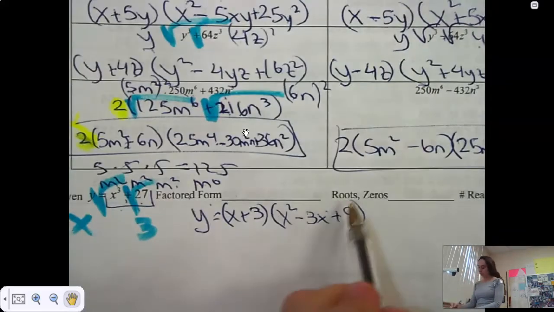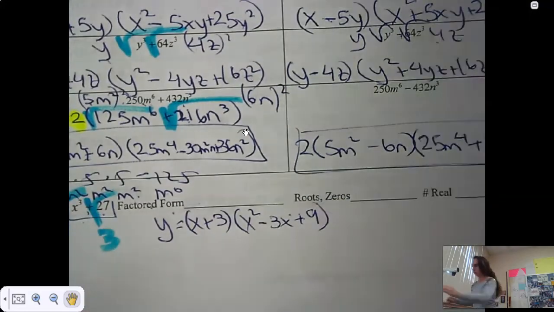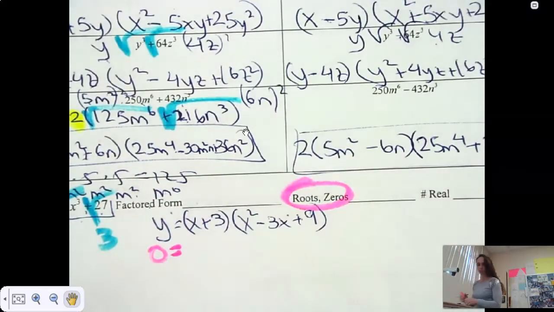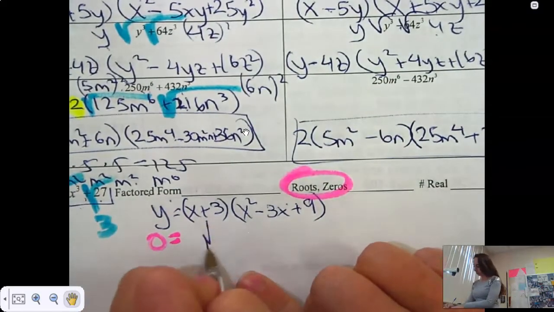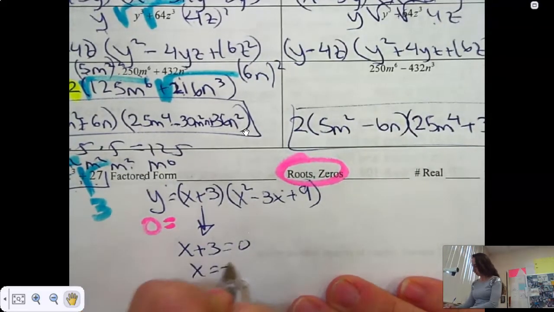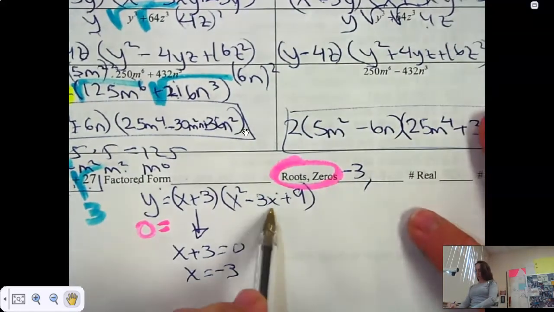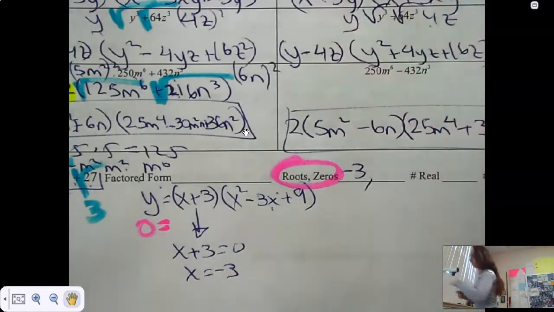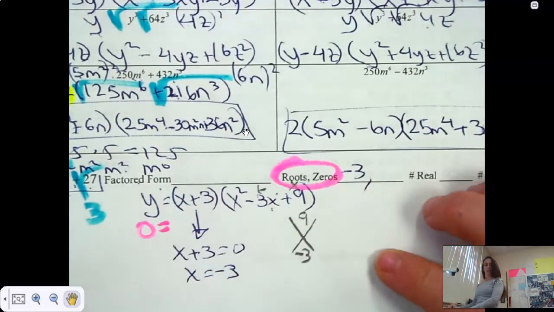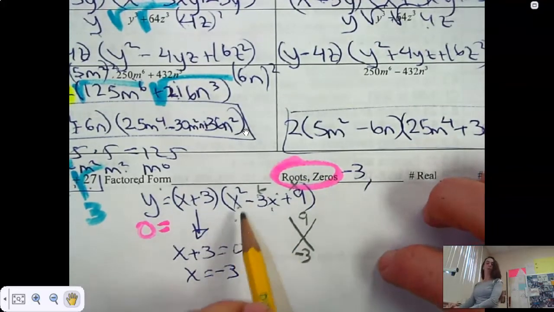Now what we're going to do is find the roots, the zeros, which means we're going to set this equal to 0. So if I set this equal to 0, this one's a lot easier. Subtract 3, x equals negative 3. So one of the zeros is negative 3. The problem is, if I try to do this one, and I try to find two numbers that multiply and add, I can't do it. If I could have done it, I would have factored it more in factored form.